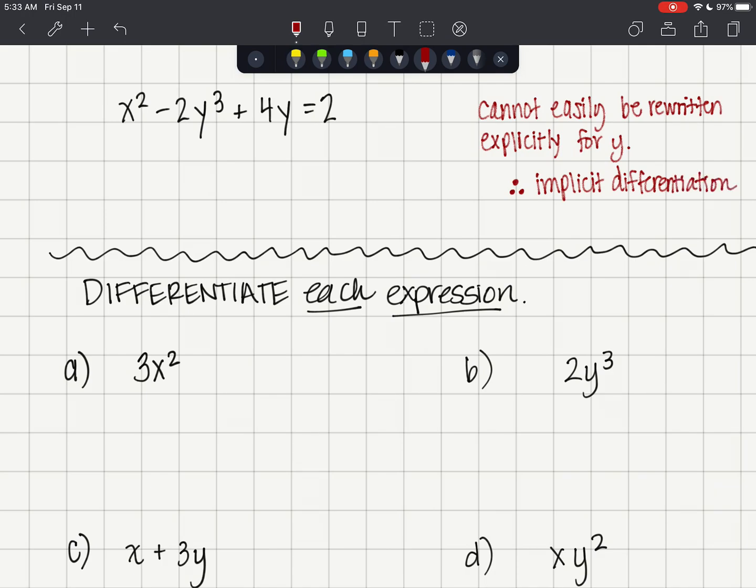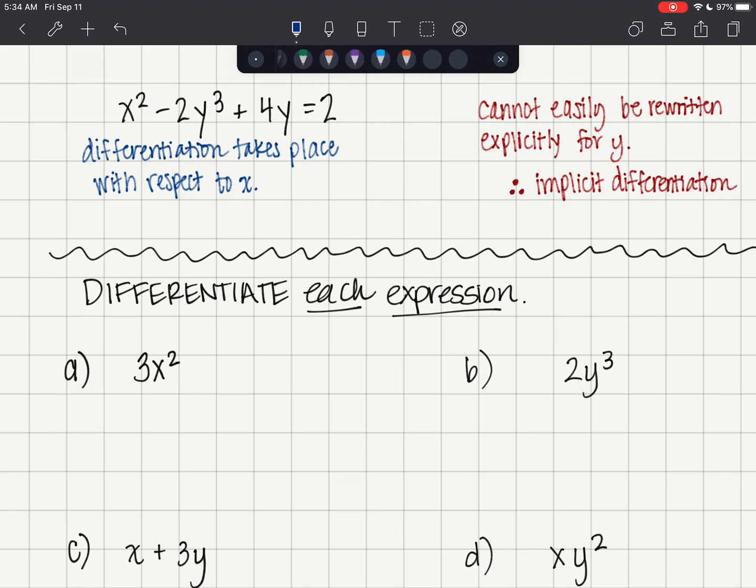And it looks probably a little bit more challenging than it is, but differentiation takes place with respect to x. Remember that. Differentiation takes place with respect to x. This is an important concept for you to be thinking of and to be reminded of as you're doing your differentiation. So I'm going to write that here, like dy dx, the derivative of y with respect to x.